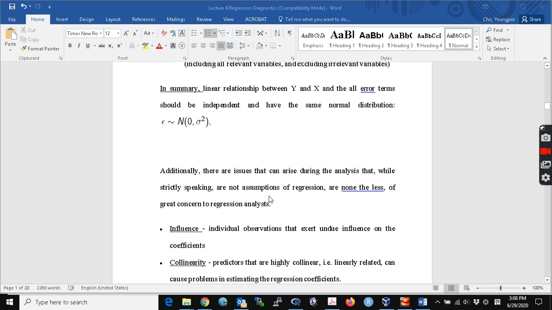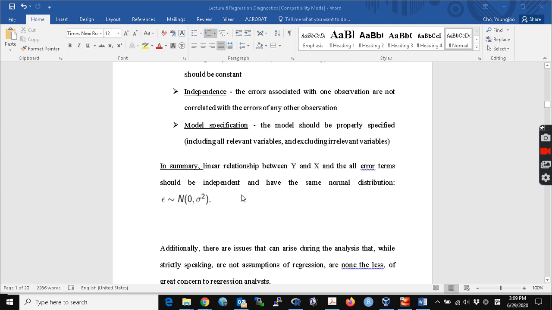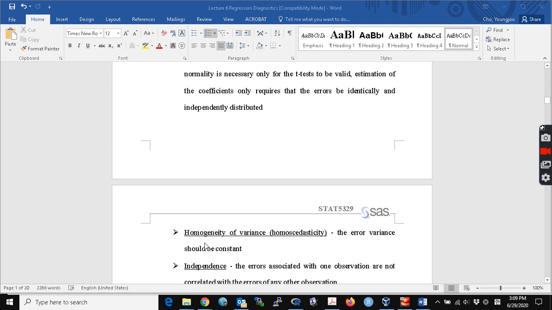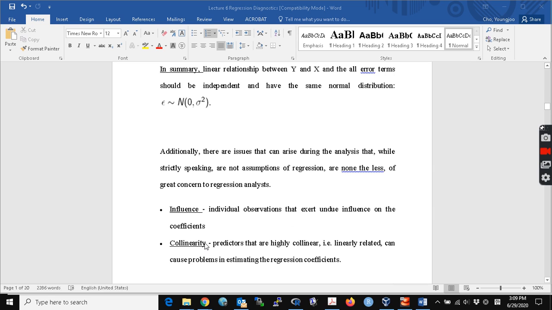So these are the basic assumptions for multiple linear regression. And there are some problems or issues that we have to focus on. They are not the assumptions of the regression, but they may be a concern to regression analysis.